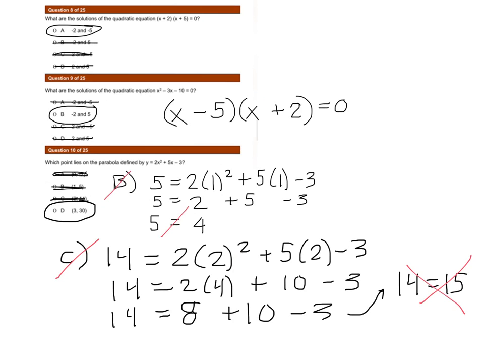And if you plugged it in, you should get, well, put 3 in for x, and 3 squared is 9, times 2 is 18, plus 5 times 3 is 15, so 18 plus 15 is 33. Take away the last 3, it is 30. And you can work that on your own and see that it works out just fine.